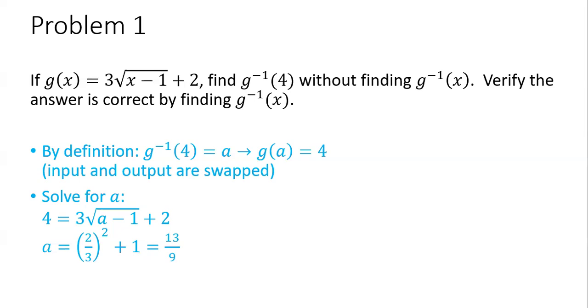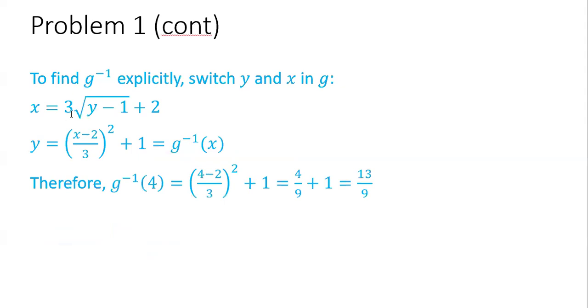Now to answer the second part, let's find g inverse. How do we do that? We swap the y and the x, and then we solve for y. This is g inverse right here. You can check your work. I'm not going to go through all the steps and the algebra. Therefore, g inverse of 4, we plug in x is 4 into here. We get 13 over 9 as well. So we verified our answer.